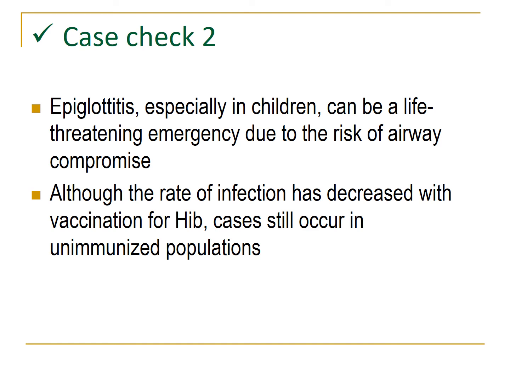Historically, Haemophilus influenzae type B, or HIB, was responsible for the majority of the cases. As mentioned previously, the rates of infection with this particular organism have drastically decreased after the introduction of childhood vaccination for HIB, but cases still occur, especially in unimmunized populations.